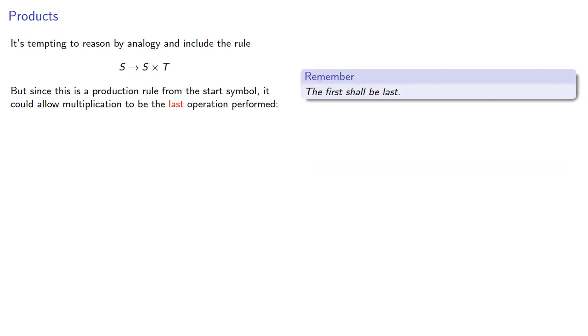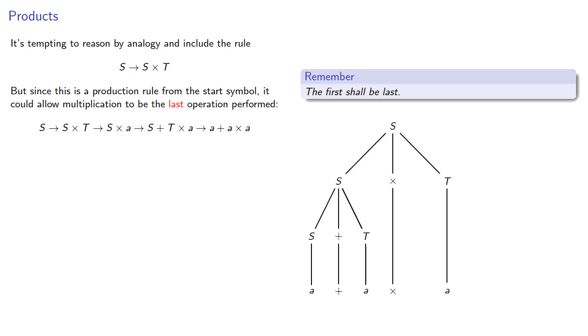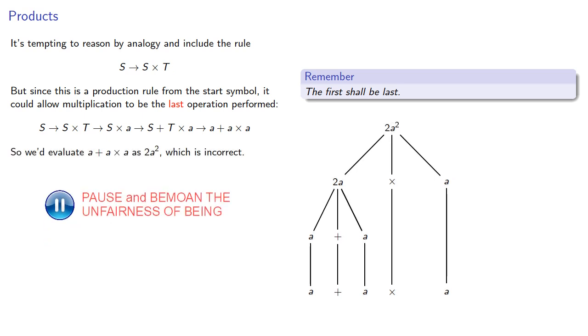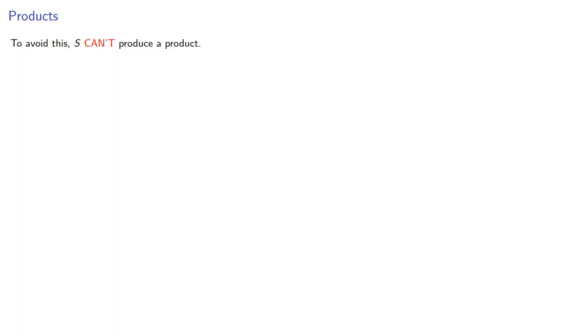In our derivation tree, the first production rule applied turns out to be the last thing that's evaluated. And so we could have a production like this, and this would evaluate a plus a times a as 2a squared, which is incorrect. So to avoid this, S can't produce a product. So instead, we need T to produce that product, T times F, where F can only produce a terminal symbol.